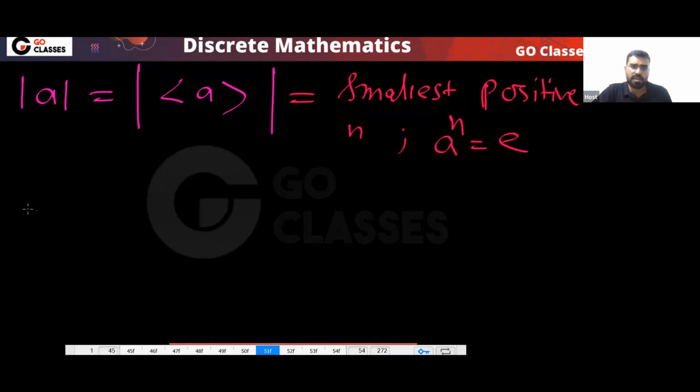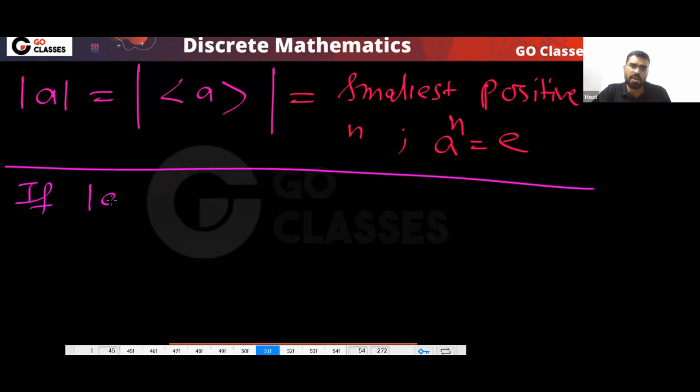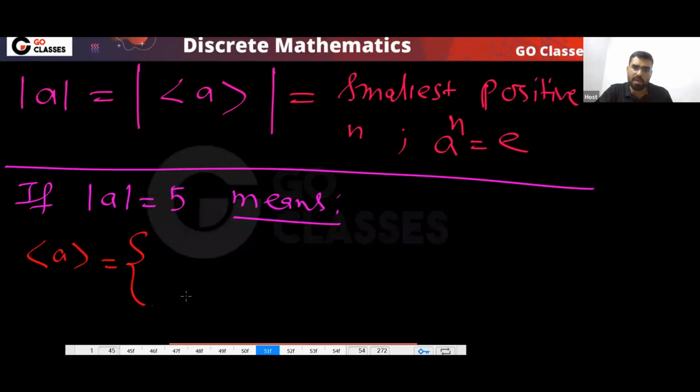Okay, because it's like this. Because where will you stop? So if order of A equals n, or for example, if order of A equals 5, then what does it mean? If order of A equals 5, then what will happen? Tell me. Then this will happen.